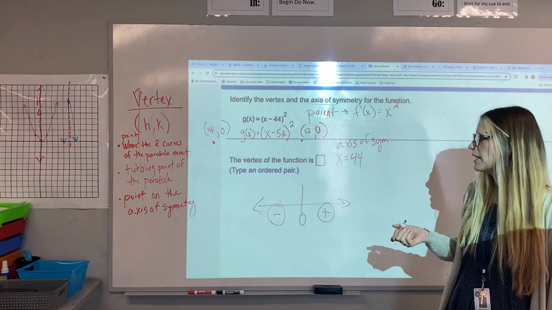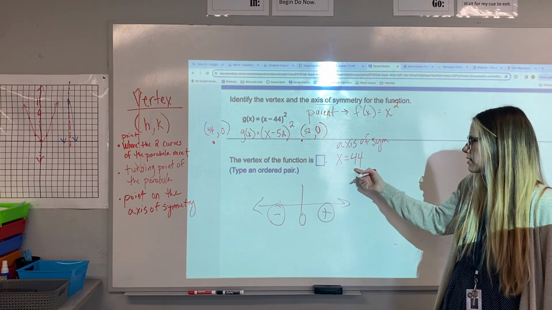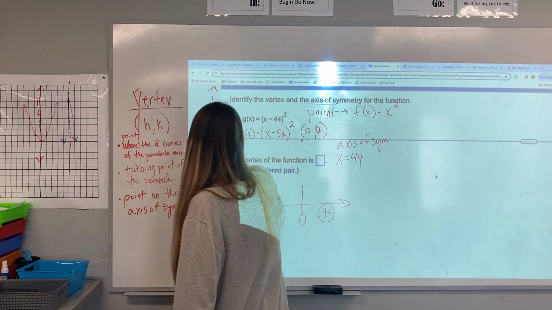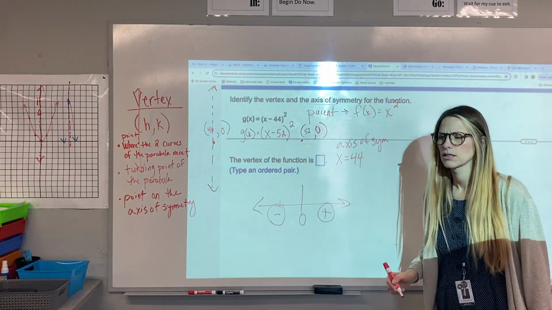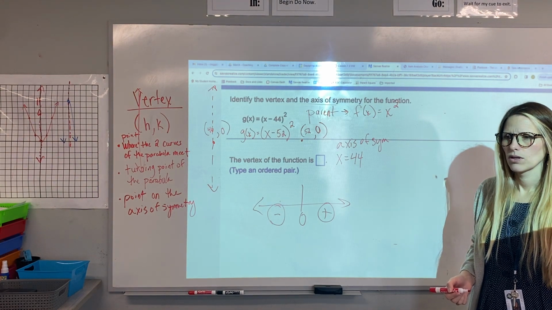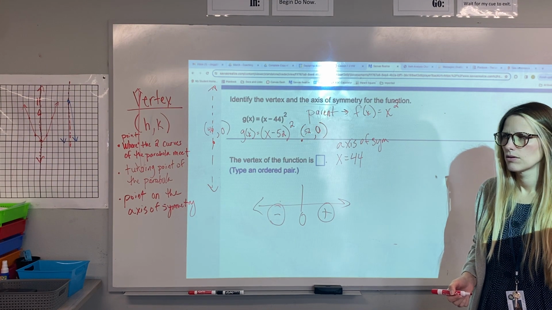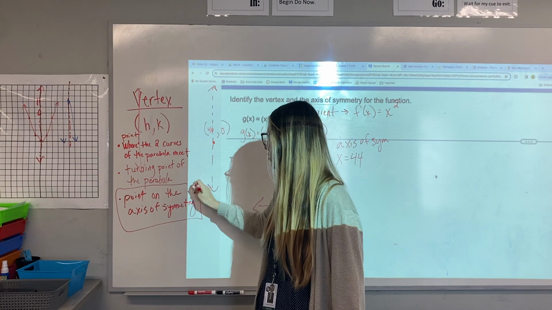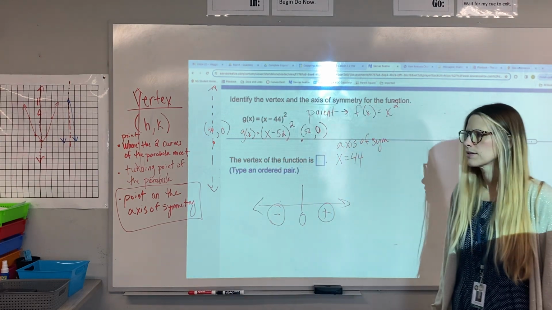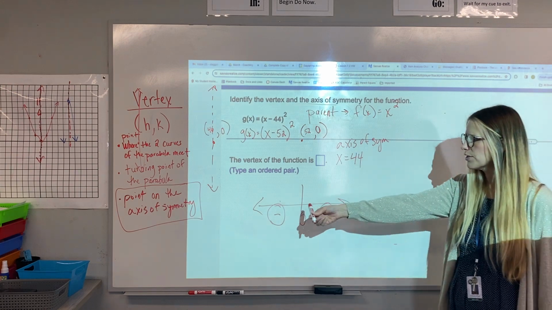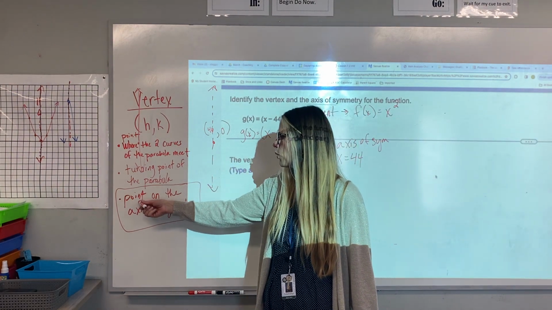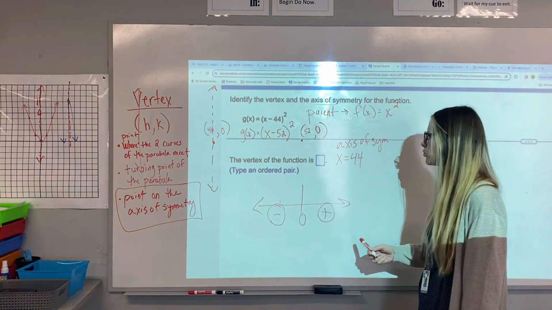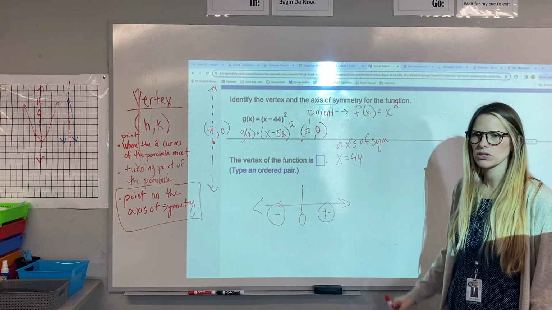Can anybody explain to me how we know? I mean, we came up with the answer, x equals 44. We know that the axis of symmetry, how do we know that's where the axis of symmetry is? Wait, hold on. Look at our definition of vertex. The vertex is the point on the axis of symmetry. So how can we use that definition to prove that the axis of symmetry is x equals 44?